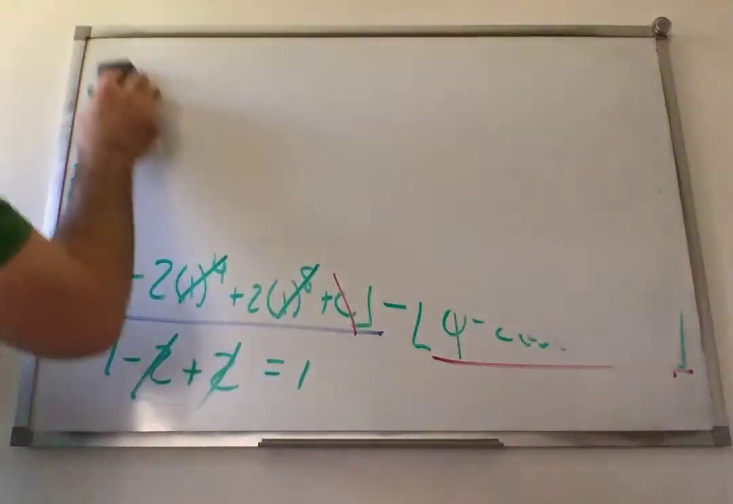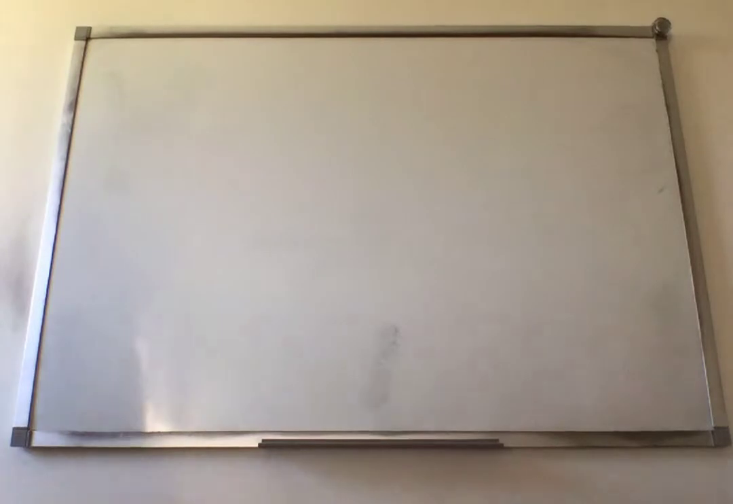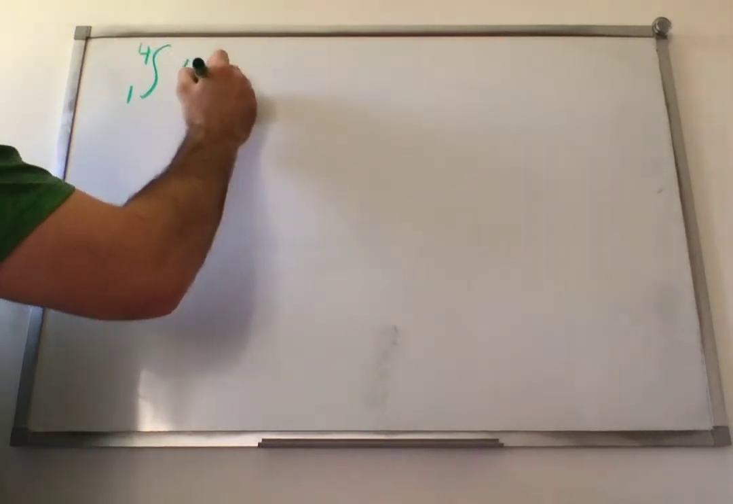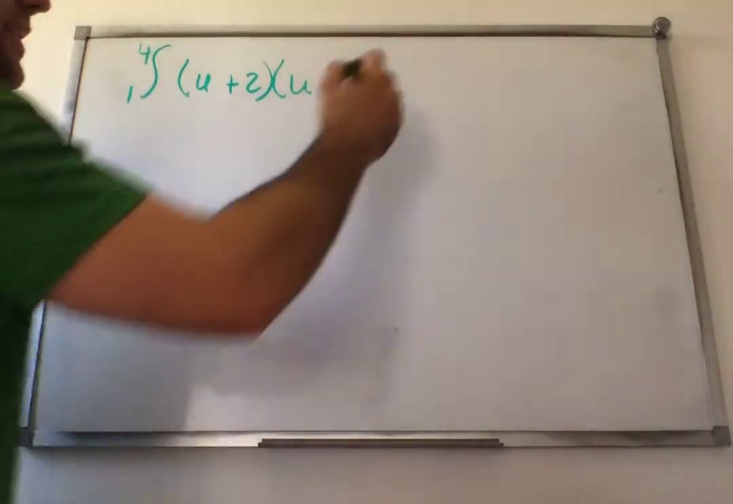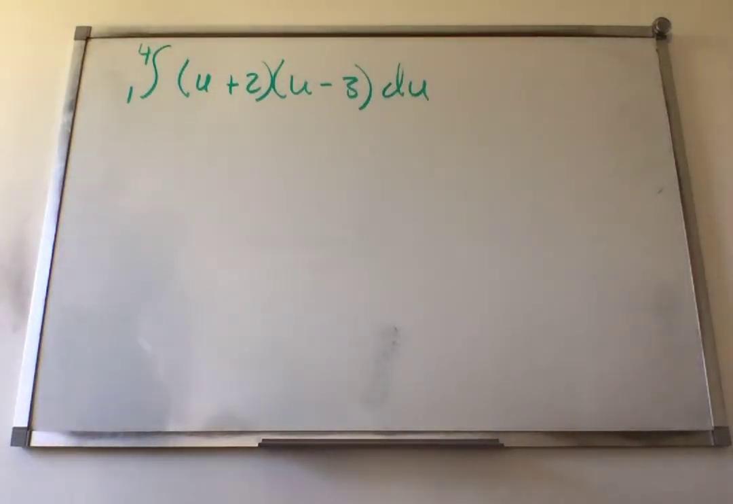So you got another example. Let's see. It says the integral from 1 to 4 of u plus 2 and u minus 3 du. Now we have a product here. We can't integrate a product. We can, but that's a technique that you learn in Calc 2, integration by parts. What we're going to do here is the only tool we have is the antiderivative power rule.